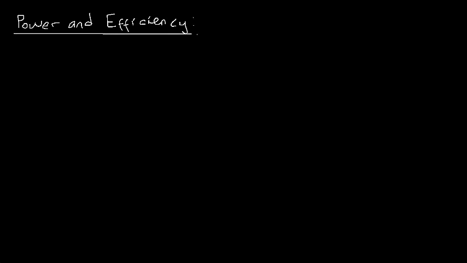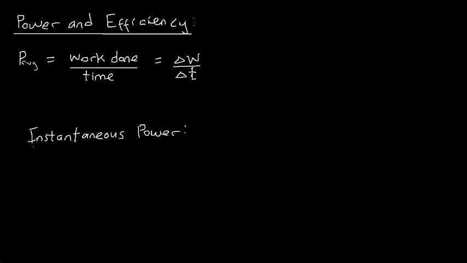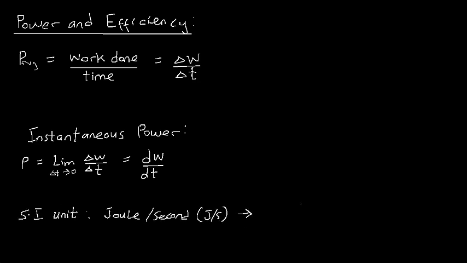Power is defined as the rate at which work is done. Mathematically, we can write our average power as the work done divided by the time over which the work was done, or the time elapsed. Instantaneous power is defined as the average power over an infinitesimally small amount of time. So we can write that as the limit of the average power as delta t approaches 0. In SI units, power is measured in joule per second, which is given the name watt.